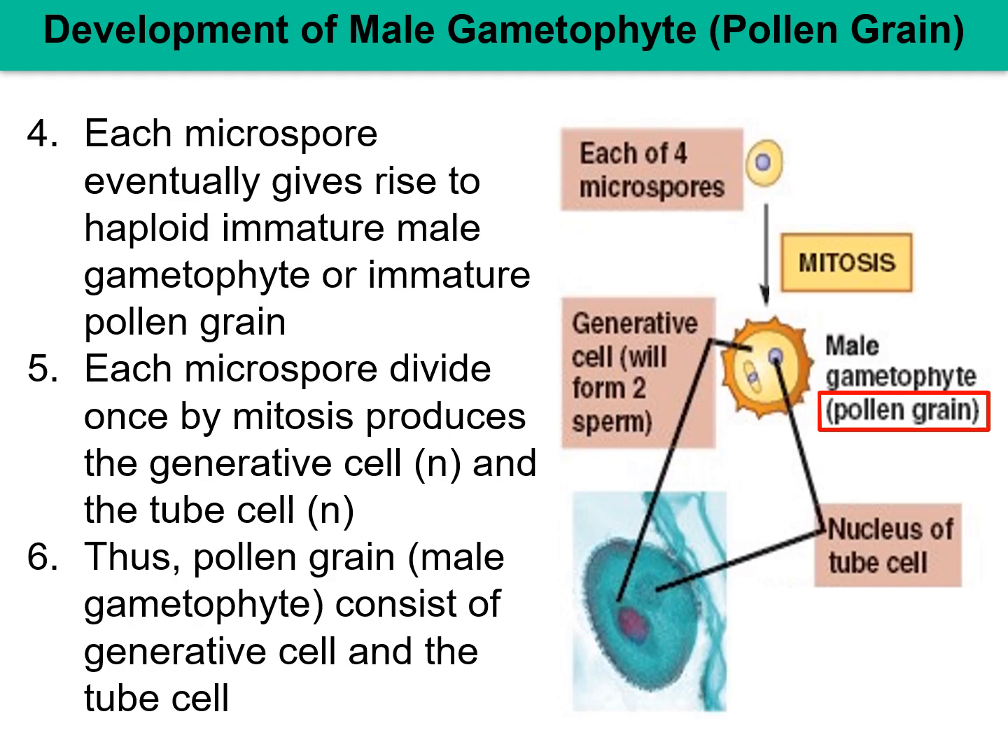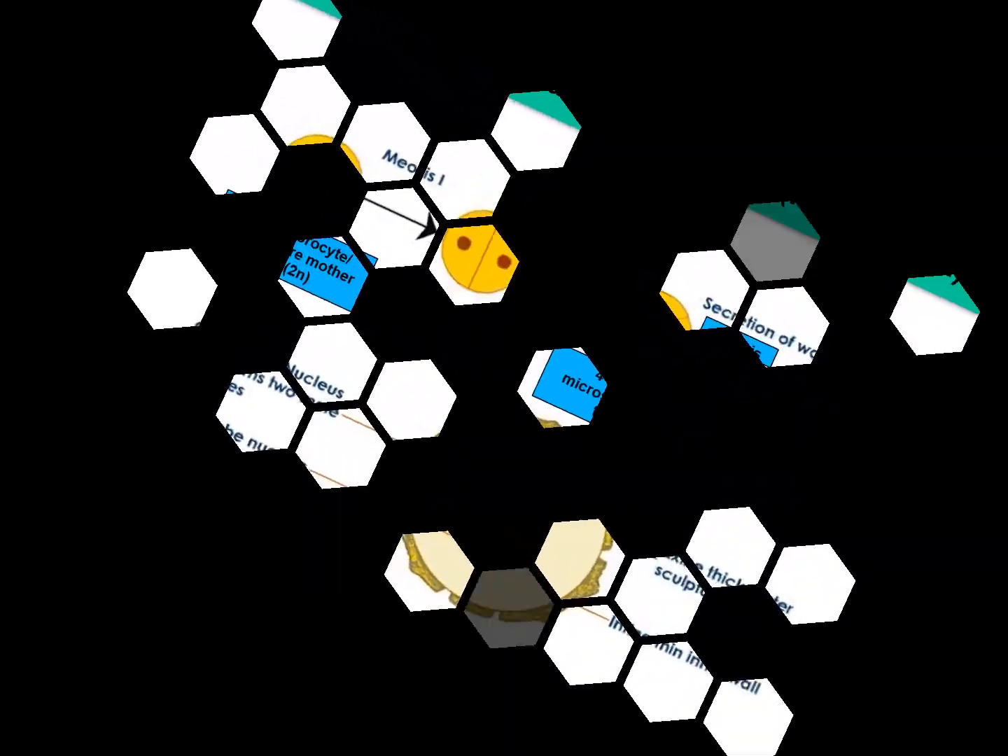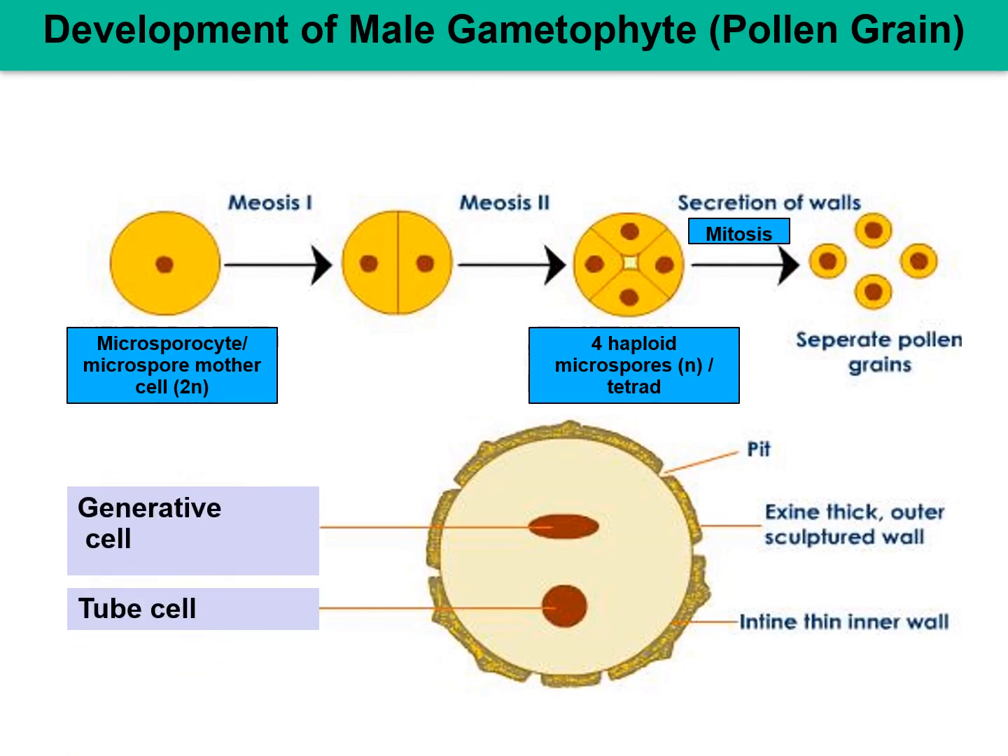The pollen grain will be mature when it lands on the stigma. So the microspore will divide by mitosis to produce the generative cell and the tube cell. When the pollen grain lands on the stigma, it will undergo another mitosis, the generative cell producing sperm cells, while the tube cell will develop into the pollen tube.